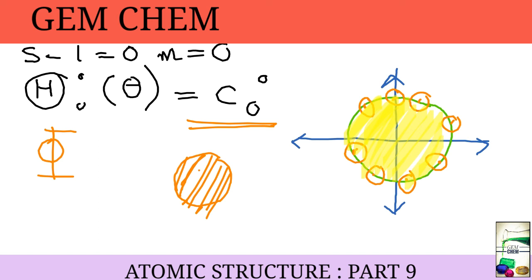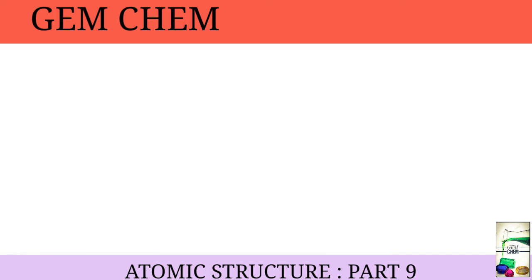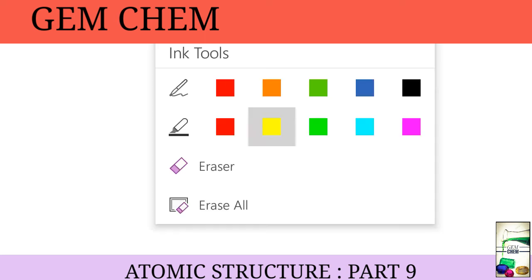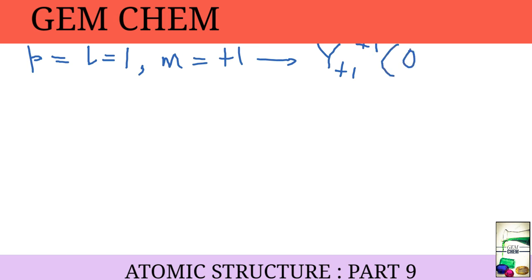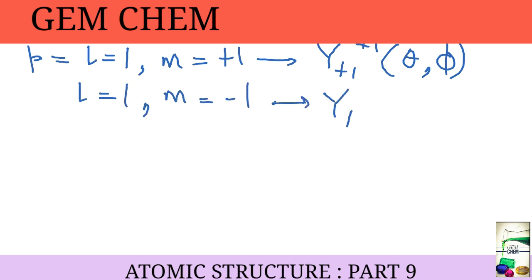Now we will see for px and py. Now basically px and py are formed by linear combination of spherical harmonics. That is, for p, we take L equal to 1 and m equal to plus 1, right? So we get Y 1 plus 1 theta comma phi. Again, when L equal to 1 and m equal to minus 1 is taken, it becomes Y 1 minus 1 theta and phi.